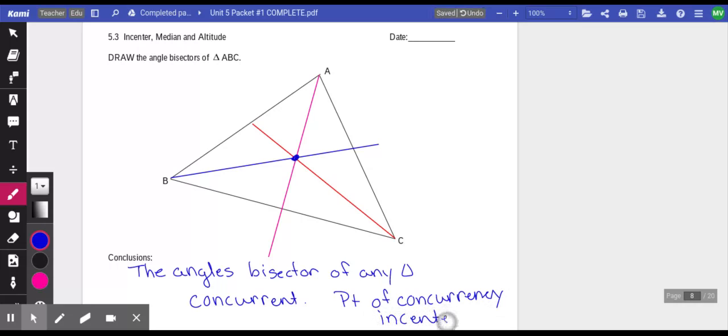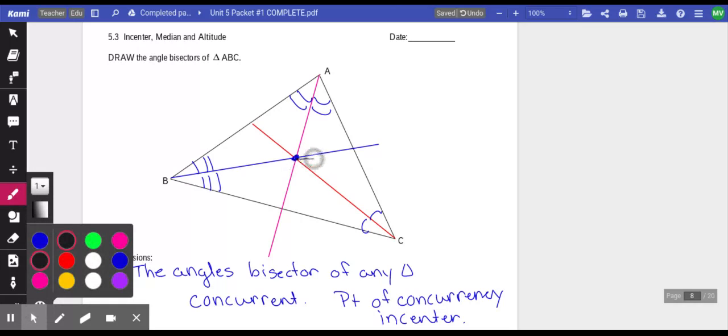And just like yesterday, we learned the circumcenter, and we have to memorize that that's where the perpendicular bisectors meet. We need to memorize that the incenter is where the angle bisectors meet. And just like the circumcenter is equidistant from all the vertices, our incenter is equidistant from all the sides of our triangles. Now remember, we always measure distance at a right angle.